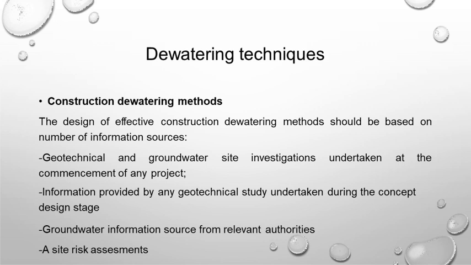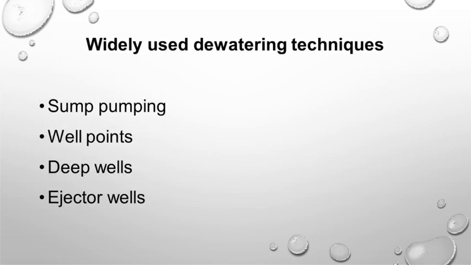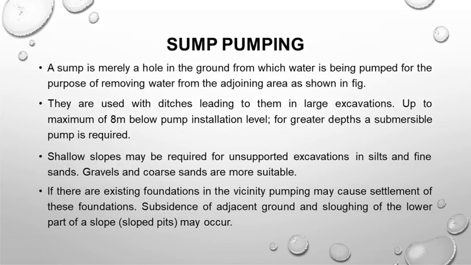The design of effective construction dewatering methods should be based on a number of information sources: geotechnical and groundwater site investigation undertaken at the commencement of any project, information provided by any geotechnical study undertaken during the concept design stage, groundwater information from relevant authorities, and a site risk assessment. These are some techniques used for the dewatering of a construction site: sump pumping, well points, deep well, and ejector well.